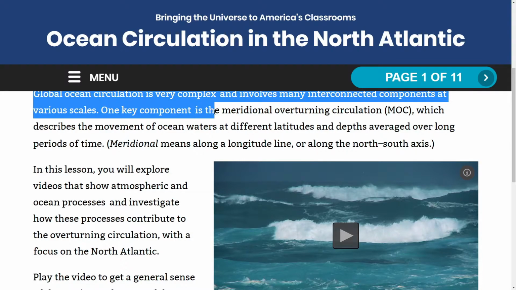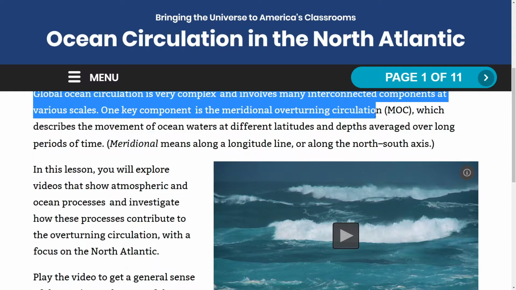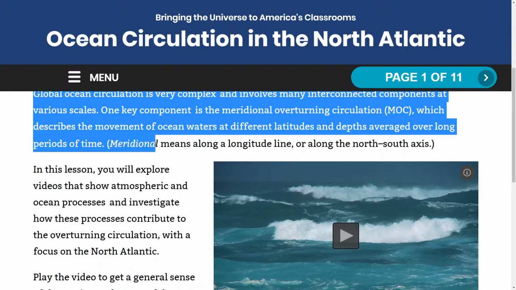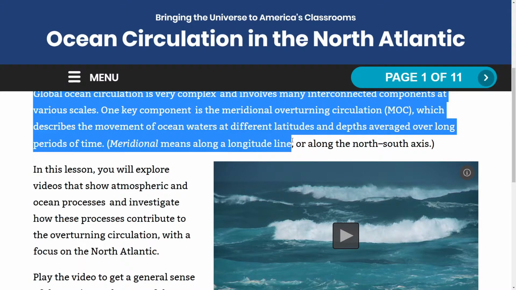One key component is the meridional overturning circulation, known as MOC, which describes the movement of the ocean waters at different latitudes and depths, averaged over long periods of time. Meridional means along a longitude line, or along the north-south axis.